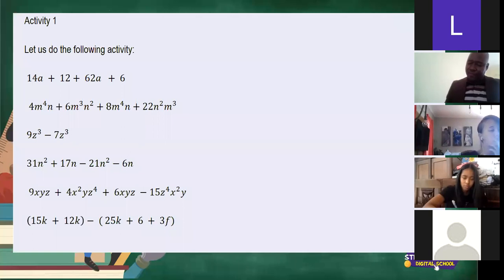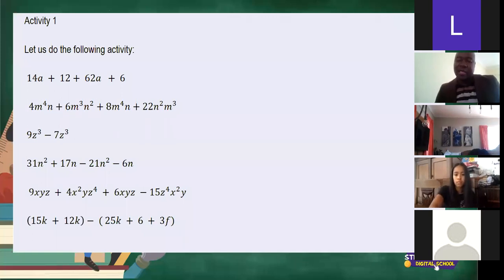And what do you get? What is 31 minus 21? Obviously, if you minus 1 and 1, you get 0. 3 minus 2 is 1. So basically, you'll be left with 10n squared and 17 minus 6. 7 minus 6 is 1. Therefore, you'll be left with 11. So the final answer will be 10n squared plus 11n. And that will be the answer for the fourth algebraic expression.